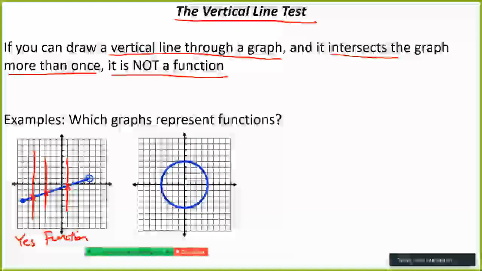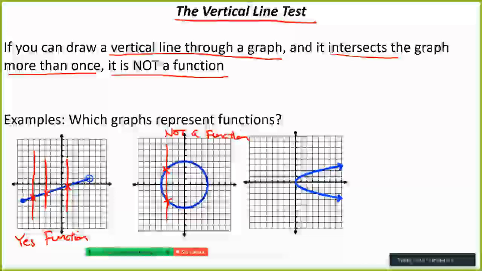Here's another one. This is a graph of a circle. Now, hopefully you see if you drew a vertical line straight down through this circle picture, well, it hits it here and it hits it here. That's twice. It intersected it more than once. So right away, we can say this is not a function. Not a function because it's intersecting the picture, the graph, more than once.